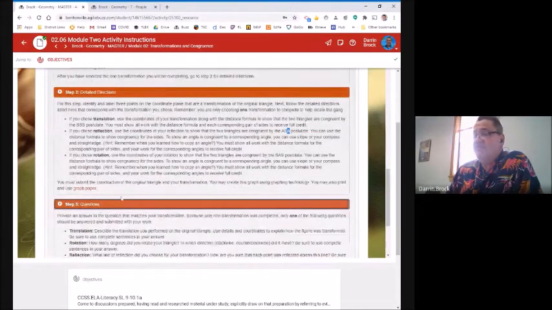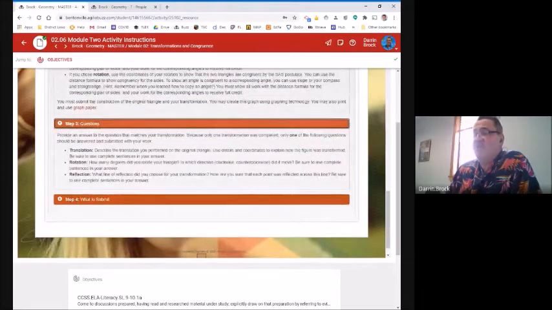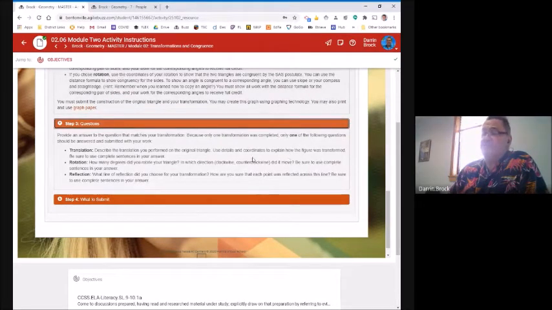Here are the questions. You have to provide an answer to the questions. For translation, describe the translation you performed, with details and the coordinates to explain how the figure was transformed. For rotation, how many degrees did you rotate it? That you can choose. Which direction did it go? Be sure to use complete sentences.